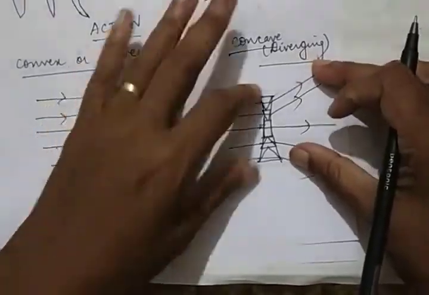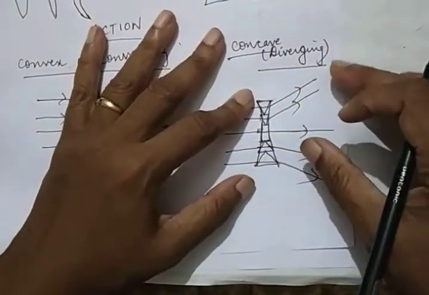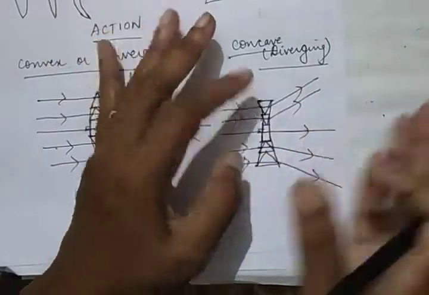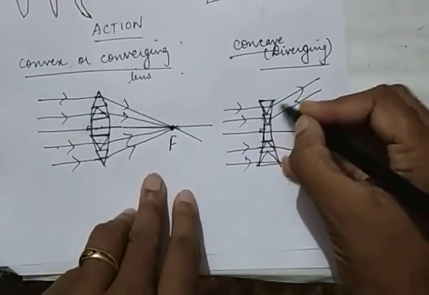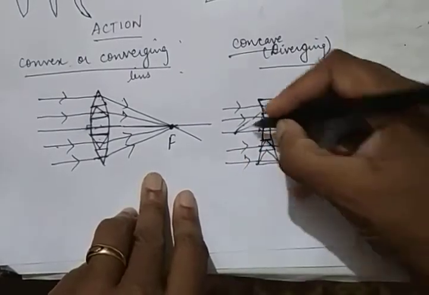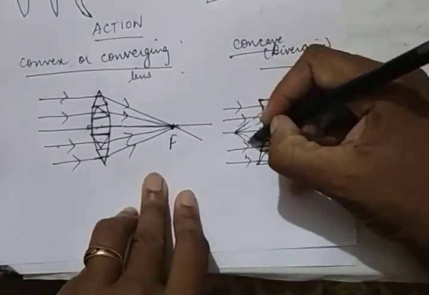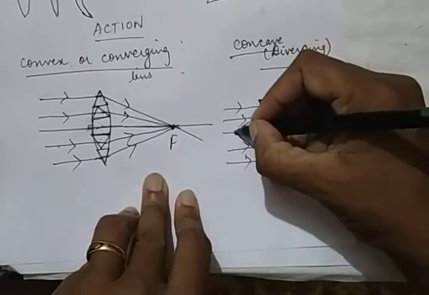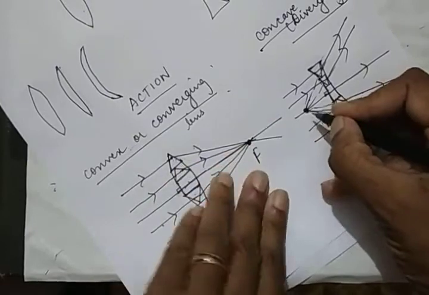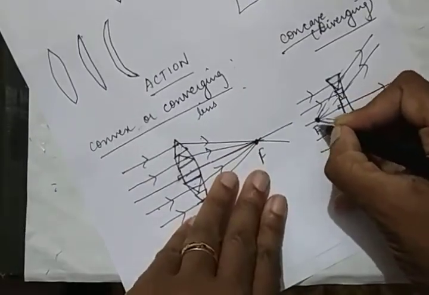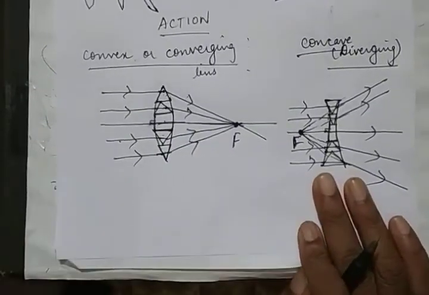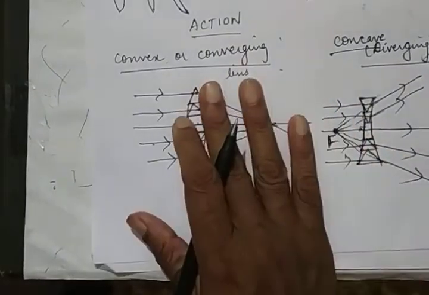That is why it is called a diverging lens, because the parallel rays, after passing through the lens, diverge. But if you extend all these rays backward, they appear to come from a point, and that point is called the principal focus. Is it clear, children?